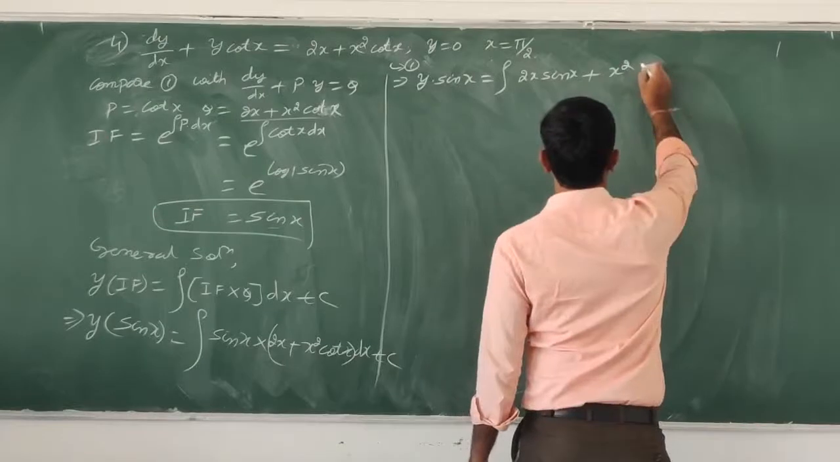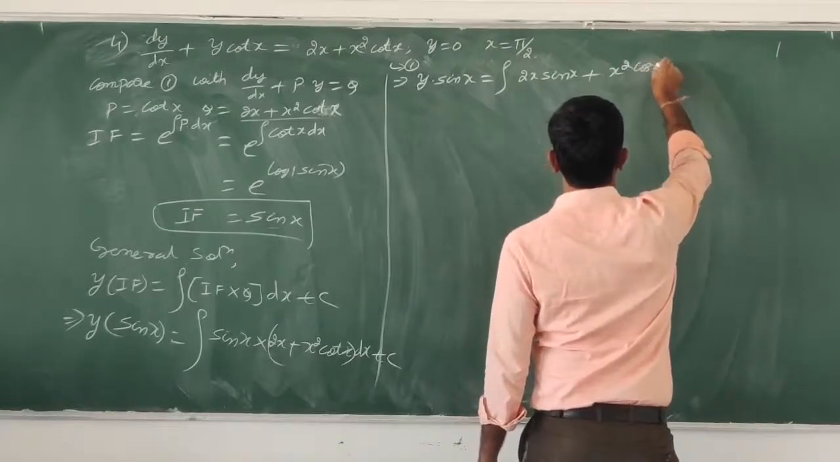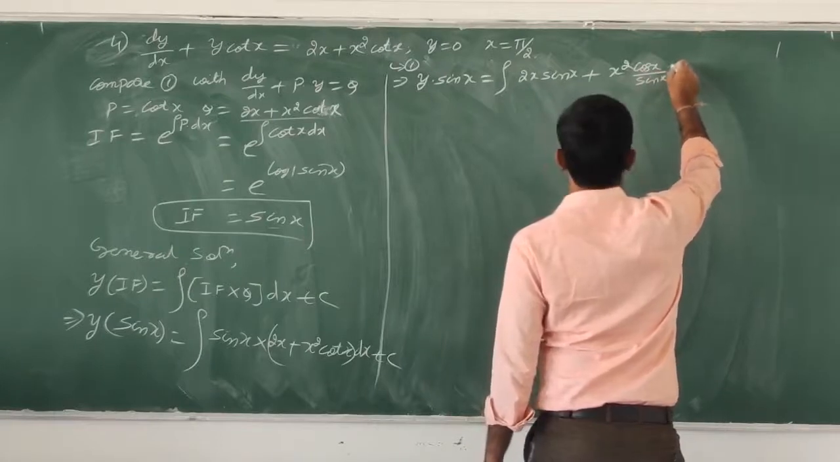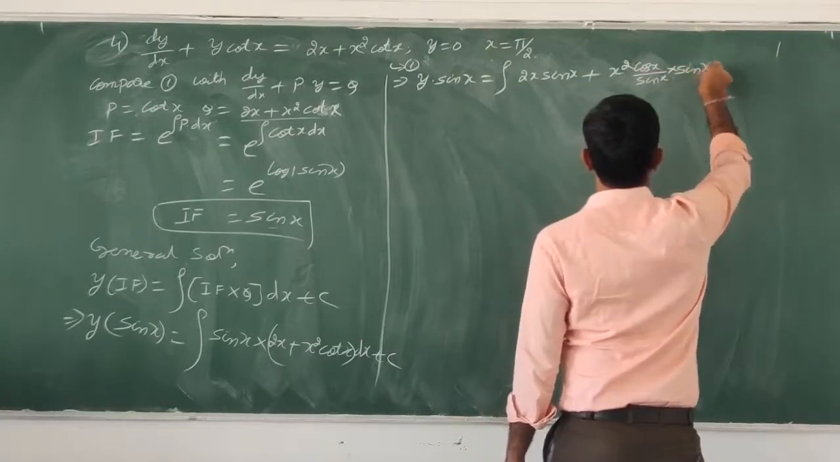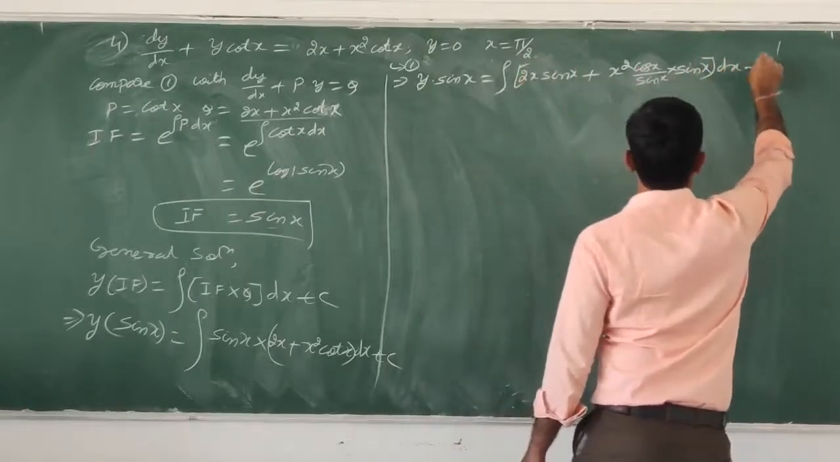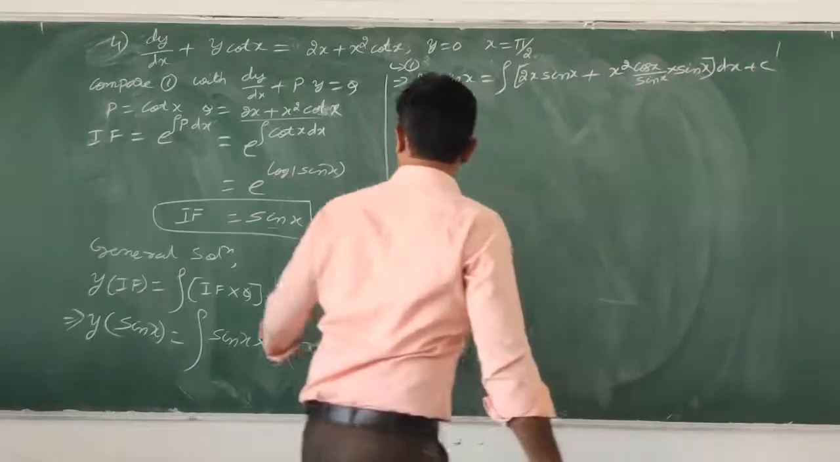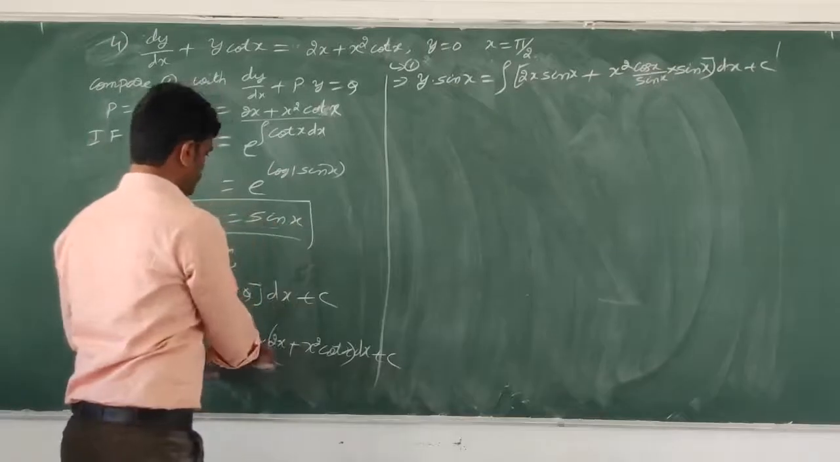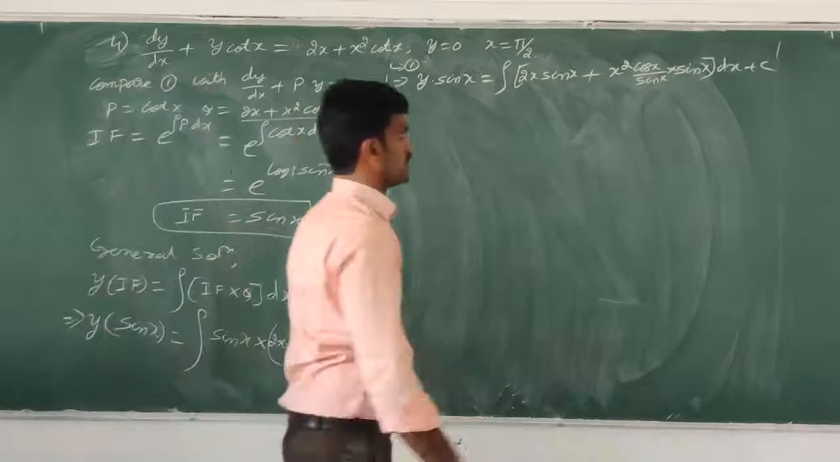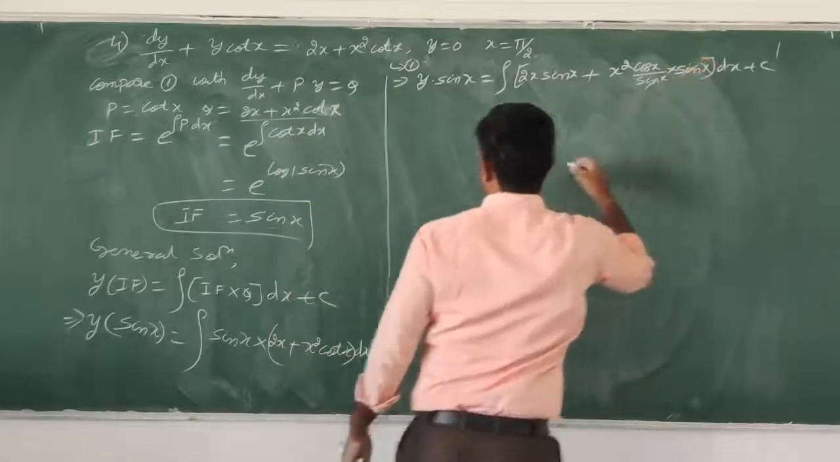cot x, which can be written as cos x by sin x, so cos x by sin x into sin x whole dx plus c. Understood? So here sin x into 2x is 2x sin x, and x square into sin x into cot x is written as cos x by sin x, so this one gets cancelled.